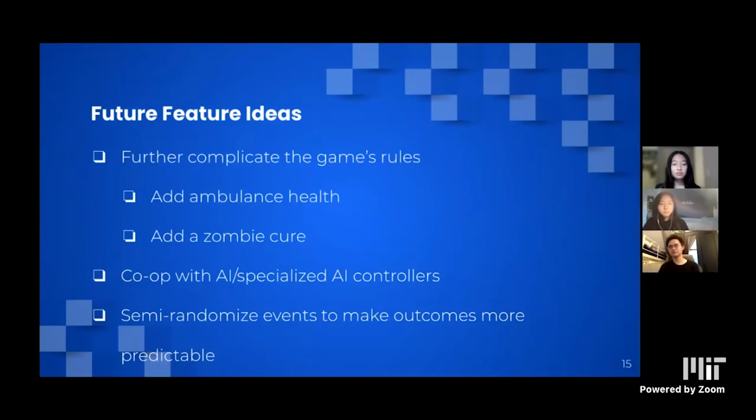The idea behind this was that the AI seemed to struggle with the many factors and prioritizations needed within the game. So perhaps dividing up tasks with uniquely specialized AI controllers could have been a much more efficient way of teaching it. And another one was to semi-randomize events to make the outcomes more predictable and to give the AI a better grasp on the changes in the game world.